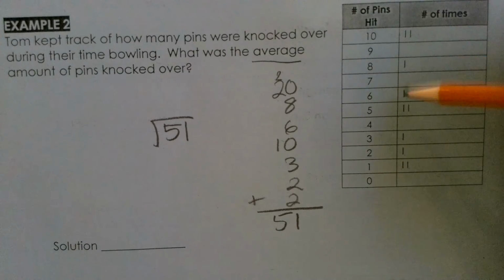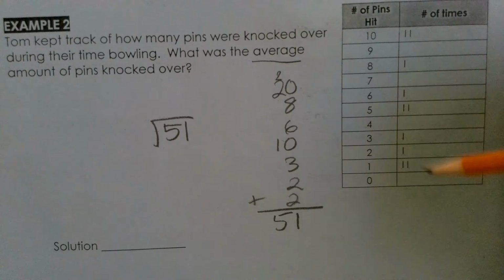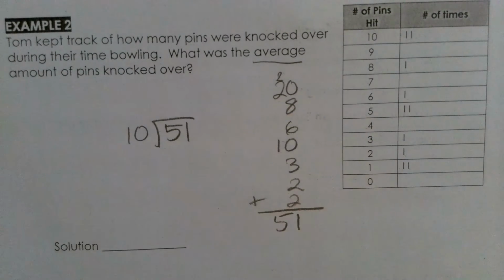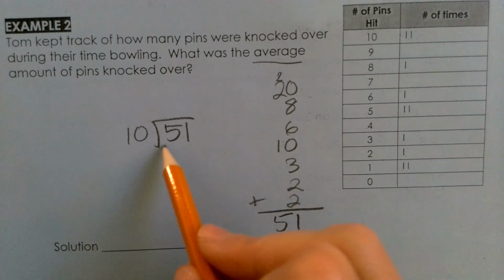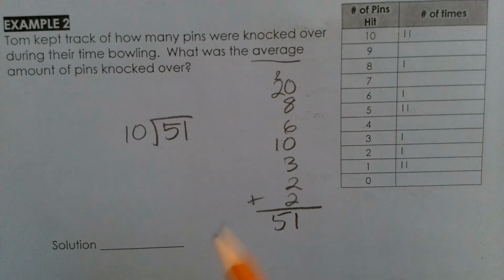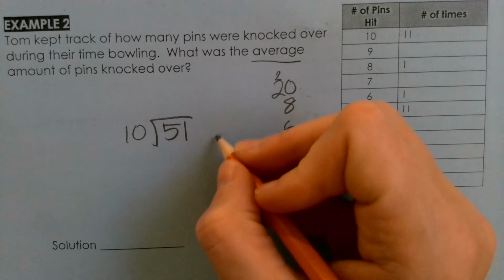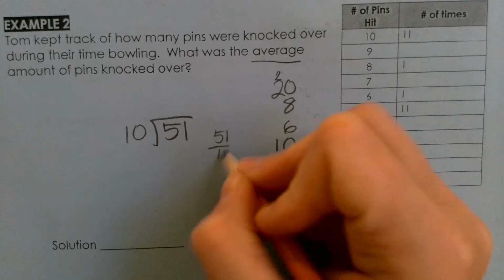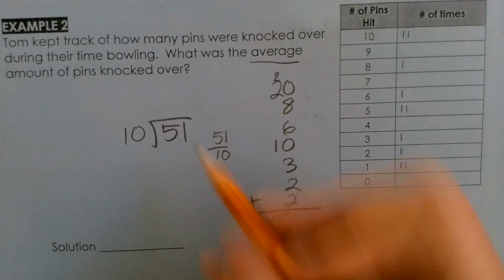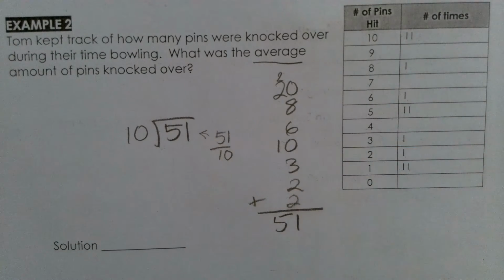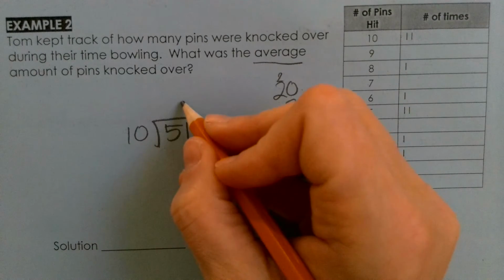So 1, 2, 3, 4, 5, 6, 7, 8, 9, 10. I have 10 pieces of data. So again, don't just jump straight to dividing. Think about fractions as division as well, and that will help you do some more mental math. So this is the same thing. You could still do this. I'll walk you through it.